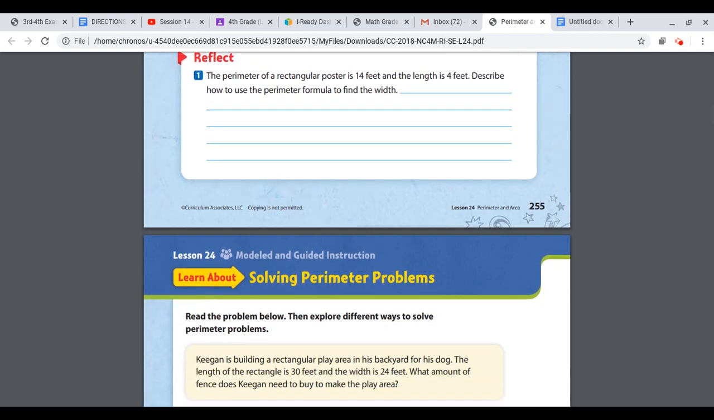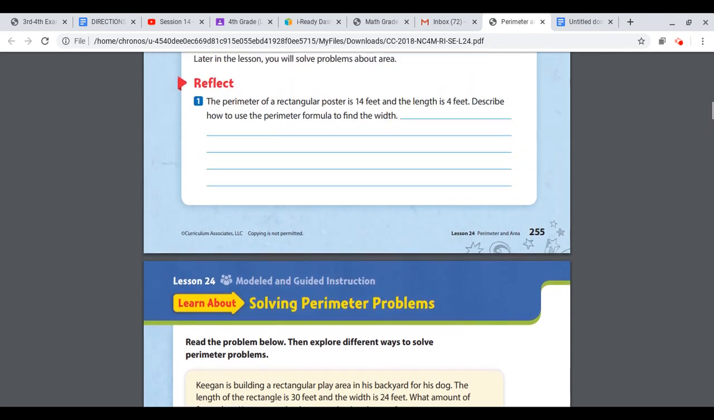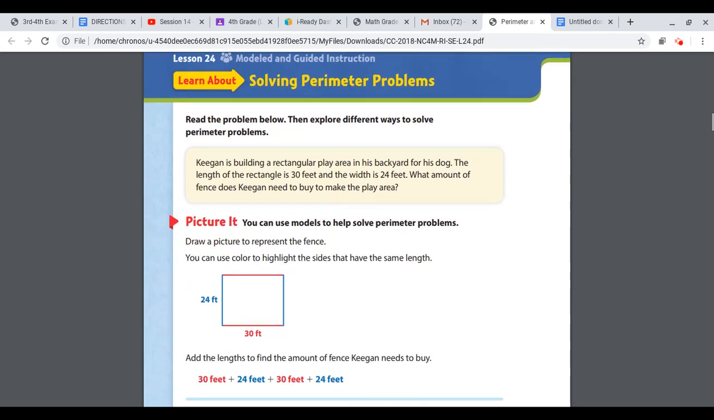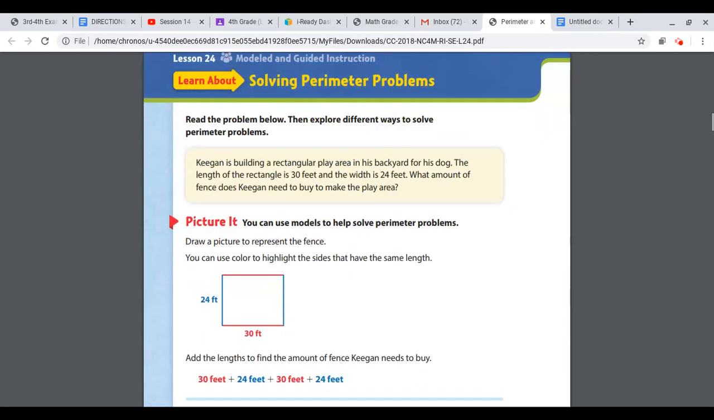Moving on to 256. You might need to pause right here so you can do that reflection. I'm going to move on to the next problem. Okay, now we're on 266.